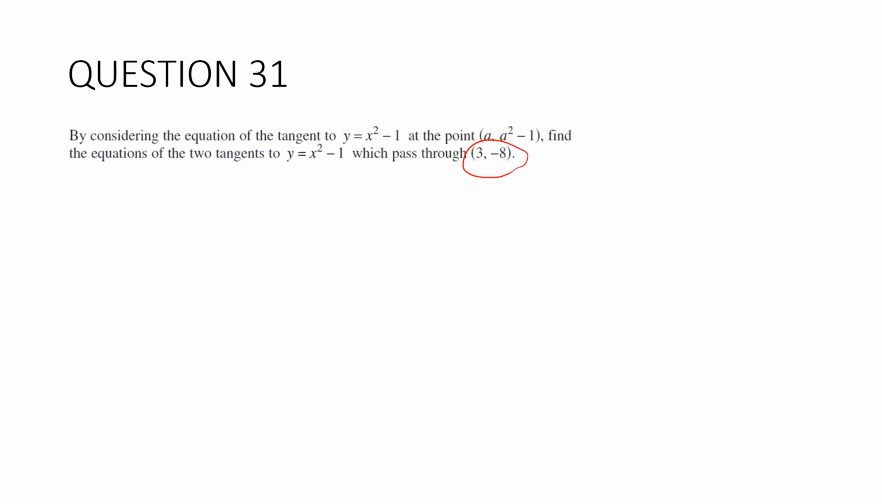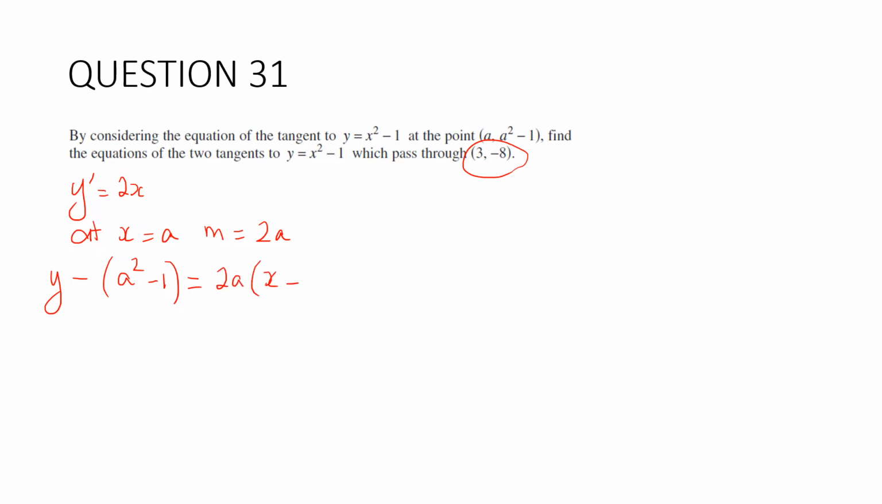Right, let's start with the gradient of the tangent. y dash is equal to 2x, and we want it at the point x is equal to a. So the gradient will be 2a. So let's just find this general equation of the tangent. y take away, don't forget your brackets, a squared minus 1 is equal to 2a times x minus a. And tidying it up, y is equal to 2ax minus 2a squared plus a squared, which is minus a squared minus 1.